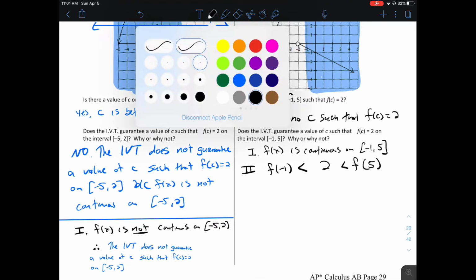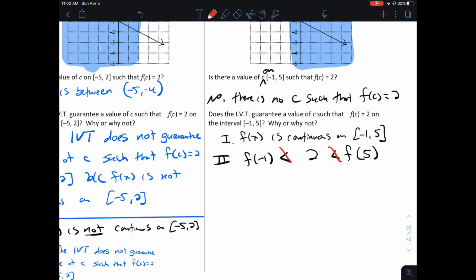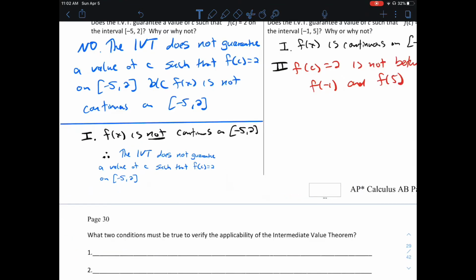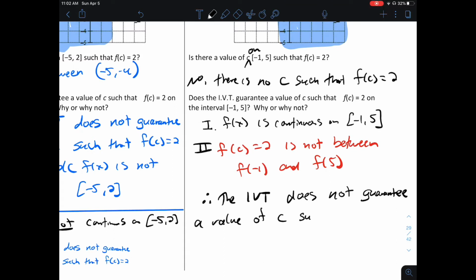So what I would like to say, and this is a terrible way of saying it, so we're going to end up erasing this. This is not happening. And I think that's a confusing way to do it now that I've written it. So I'm going to end up not using that, and I will say this. f of c, which equals 2, is not between f of -1 and f of 5. That's what I want to say. This was confusing. So the conclusion that we can make from that, the intermediate value theorem does not guarantee a value of c such that f of c equals 2.